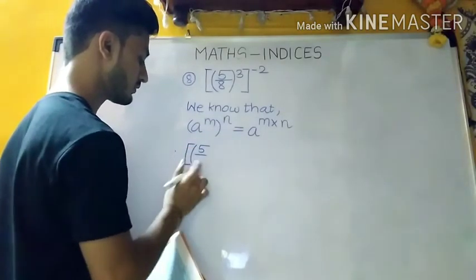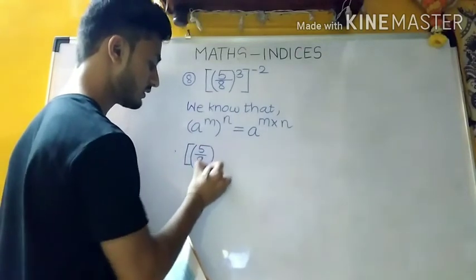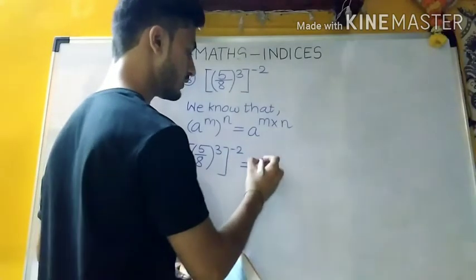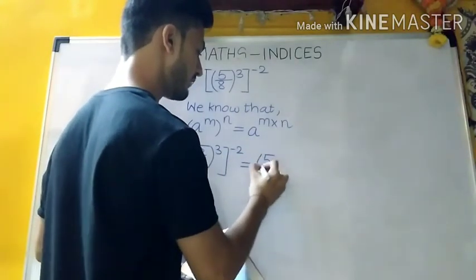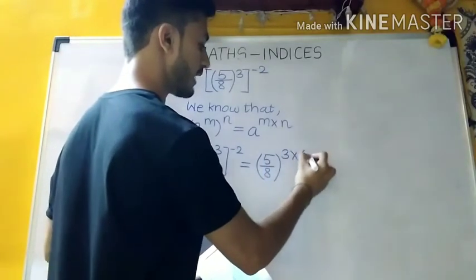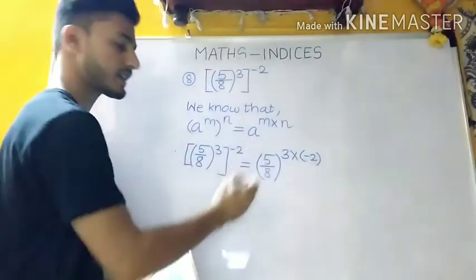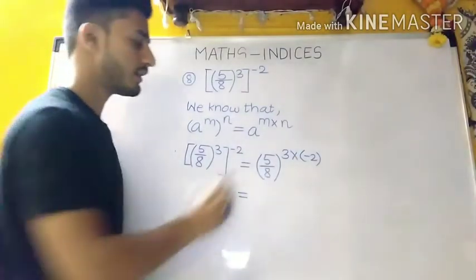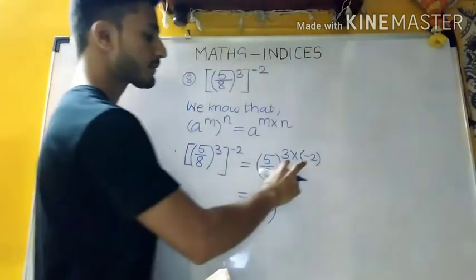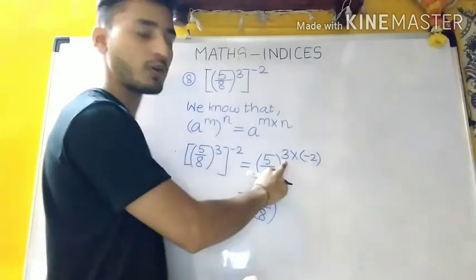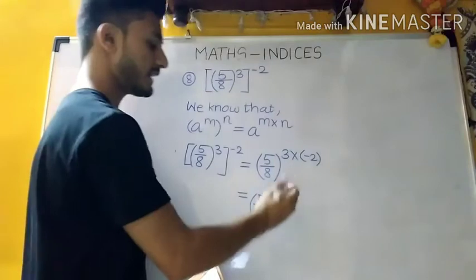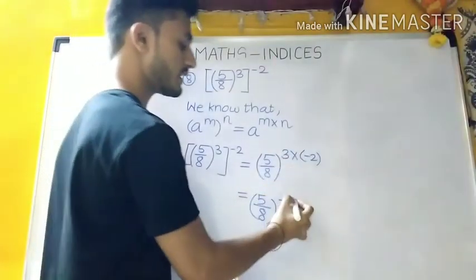That is (5/8)^3 raised to the power minus 2, which is equal to 5 upon 8 raised to the power 3 multiplied by minus 2, negative sign, so brackets. Okay, now I'll write the base as it is, 5 upon 8. Now if you see here, again one number is positive and the other number is negative. So first we'll multiply the signs, plus into minus is minus and 3 2s is 6.